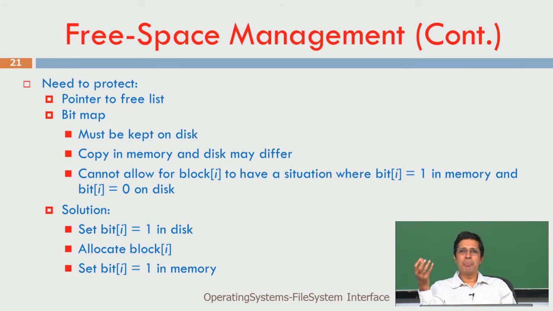So this bitmap, or this free space management structure, is a part of your in-memory disk. One of the major challenges, the moment I have two copies, one on the disk and one in the main memory, is that there should be coherency. It should not be that the disk says a block is free but the main memory says it is occupied, or vice versa. So these types of coherency issues have to be handled.